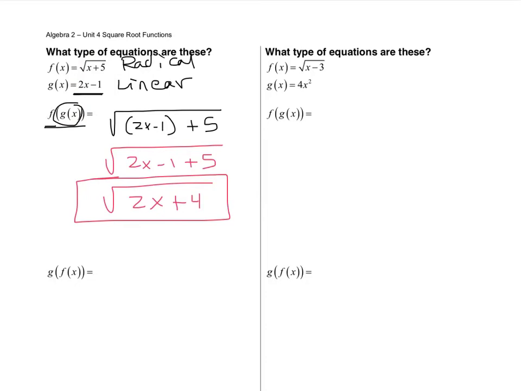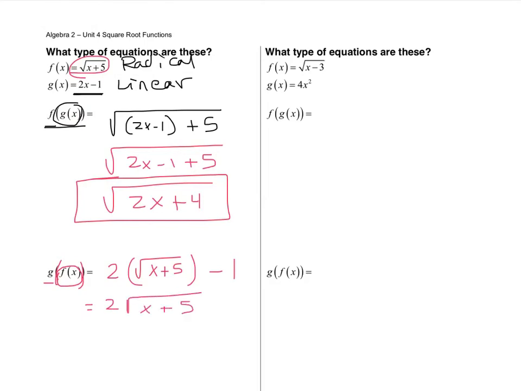Now g of f of x, it means whatever g is, so let's write 2x minus 1. So every time I say x, I would put parentheses, and inside the parentheses I would put whatever is inside the parentheses over here. So I would put square root of x plus 5. Now don't get frustrated, you just copy it as it is.